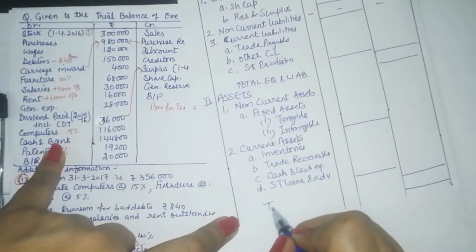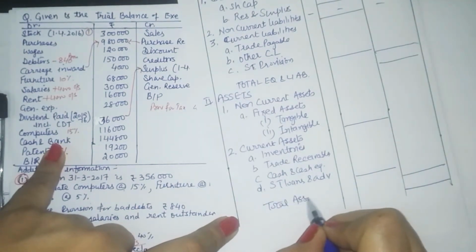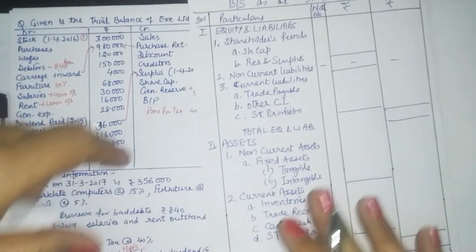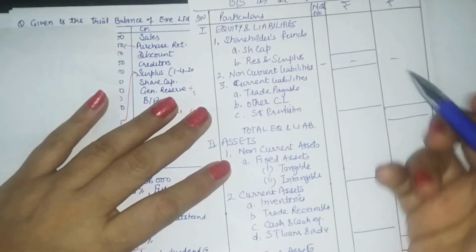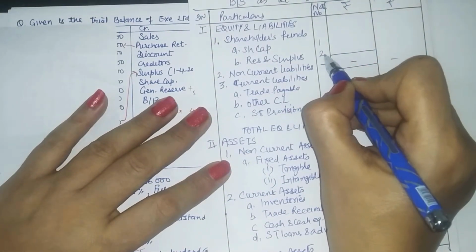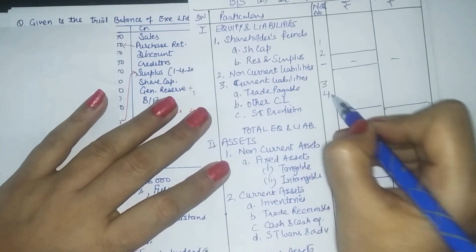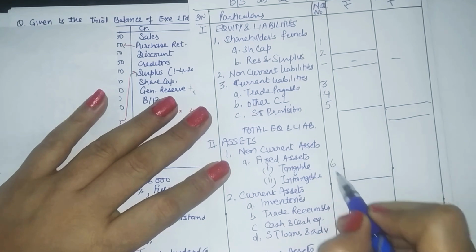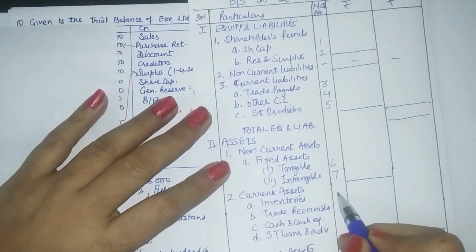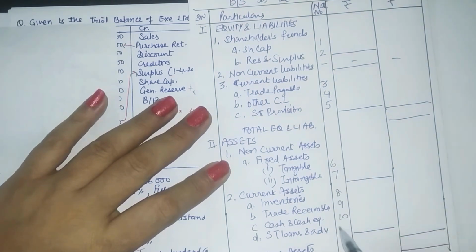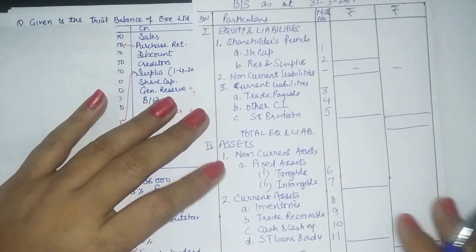So this will be total assets. So that completes the format, but we'll have to record these things one by one through the notes. So share capital 1, reserve and surplus 2. It is not there. Trade payable 3, 4, 5. Tangible, intangibles 8, 9, 10, 11. Okay, so these are the categories here.